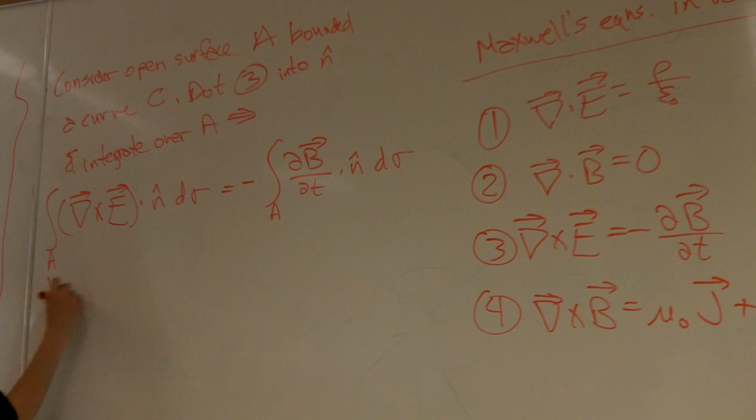The left-hand side here, we can use Stokes' theorem. Stokes' theorem says if we have an integral like this, that this is equal to the integral of E dot dr around the closed curve C that forms the boundary of the open surface A that we were talking about here. So this is by Stokes' theorem.